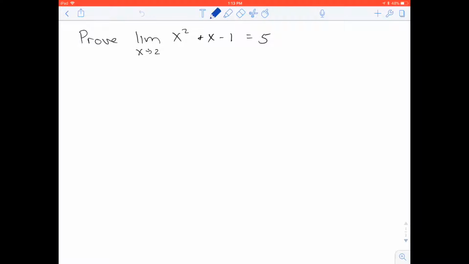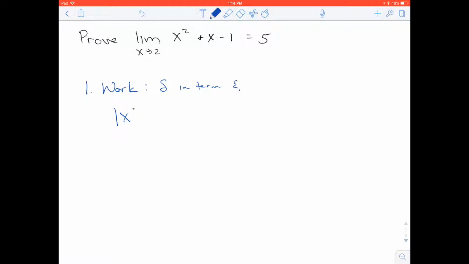Hello. In this example, we'll learn how to use the epsilon delta definition of a limit with quadratics. So our first step is our work to get delta in terms of epsilon.